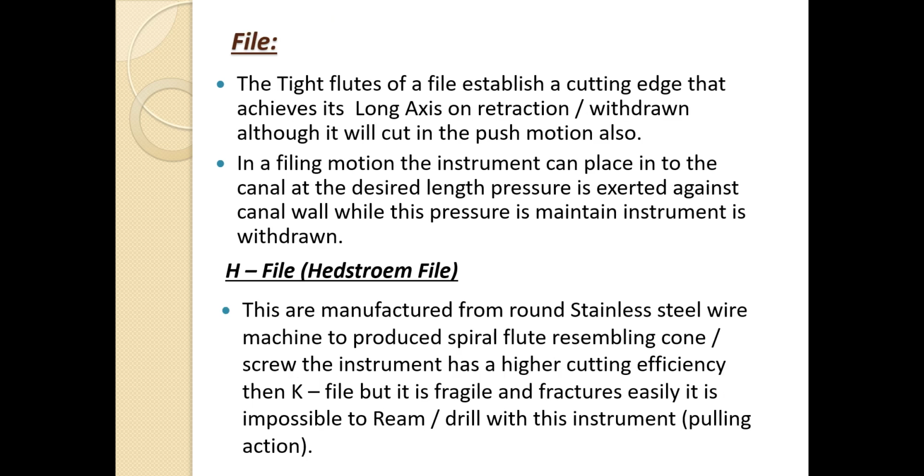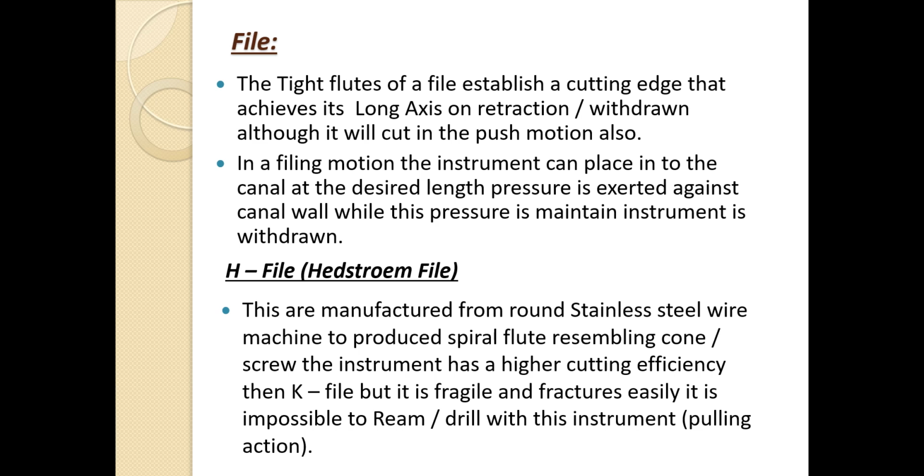Now coming to the file, the tight flutes of a file establish a cutting edge that achieves its long axis on retraction or withdrawal, although it will cut in the push motion also. In a filing motion, the instrument is placed into the canal at the desired length. Pressure is exerted against the canal wall. While this pressure is maintained, the instrument is withdrawn.